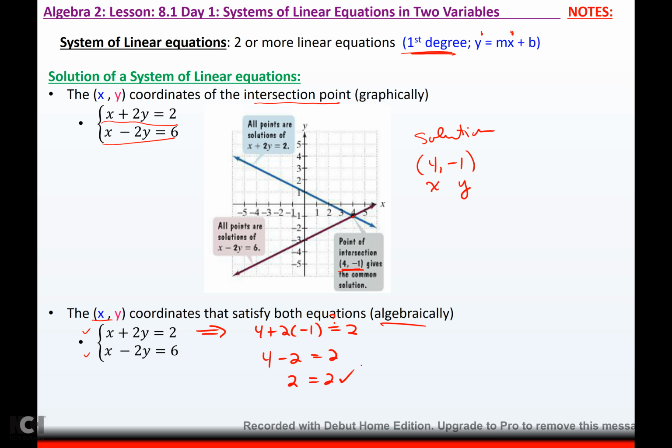So far, so good. It still doesn't mean it's a solution unless it works in both equations. So if I check the bottom one, change x to 4, minus 2 times y is -1 equals 6. 4, that's going to be plus 2, 6 equals 6. It is true in both equations, so yes, it is a solution.